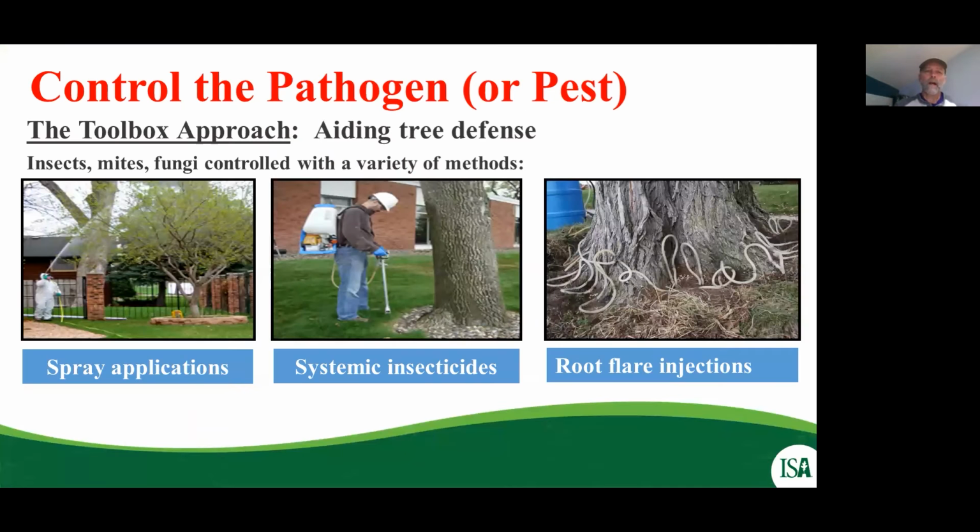But I don't mean to be completely dismissive about integrated pest management. That's an important thing of what arborists do. Essentially, what we're doing is stepping in to aid the defense mechanisms of trees where they don't have the ability to do that themselves. And that's where we have the toolbox approach in pest management, where there's all these different insects, mites, fungi we can control with a variety of methods, whether that's spray applications, systemic insecticides, or root flare injections. That's all geared towards controlling the pathogen, where a tree doesn't have the ability to do that on its own.